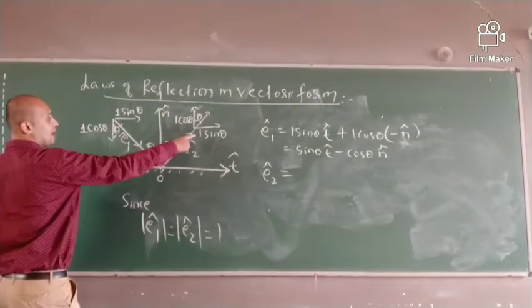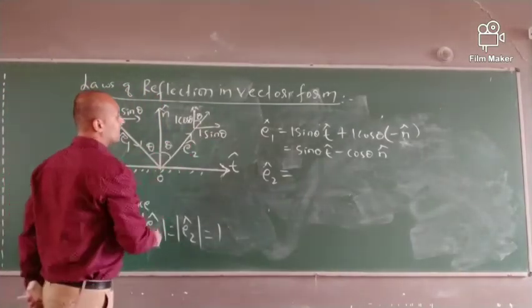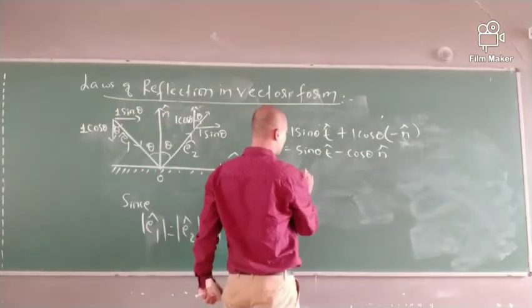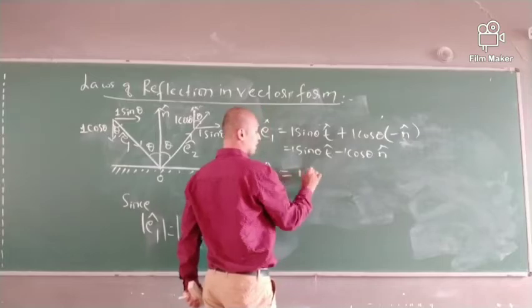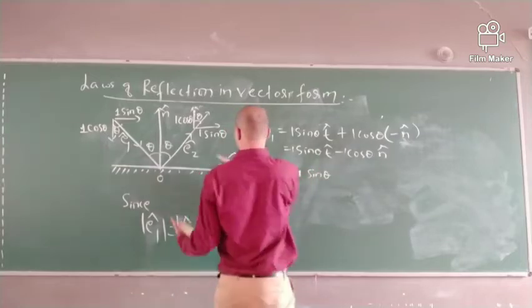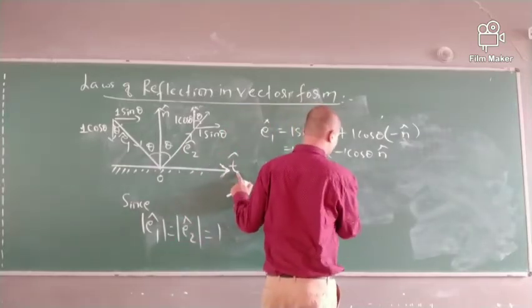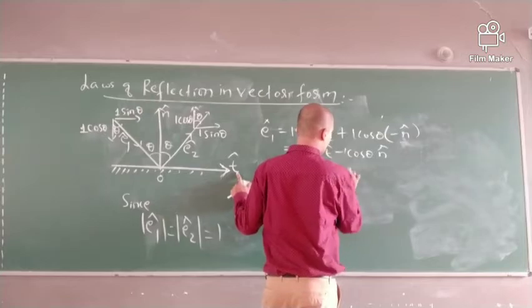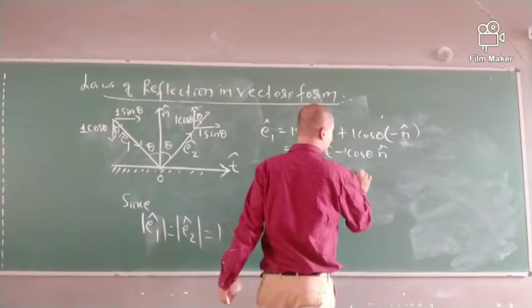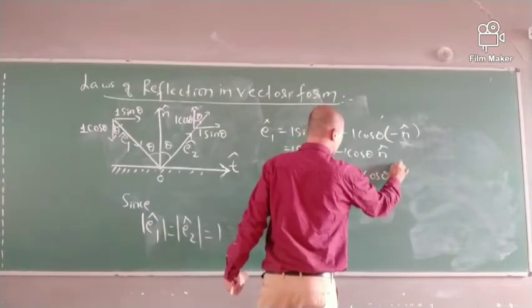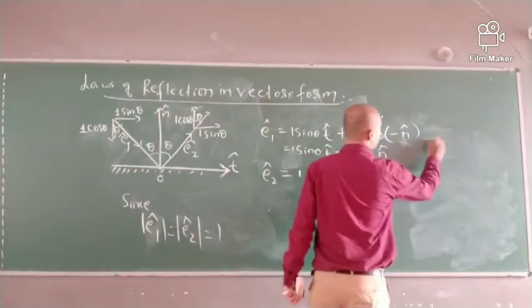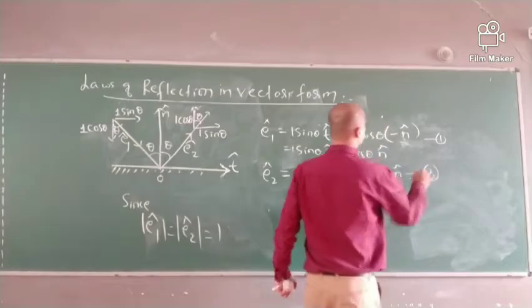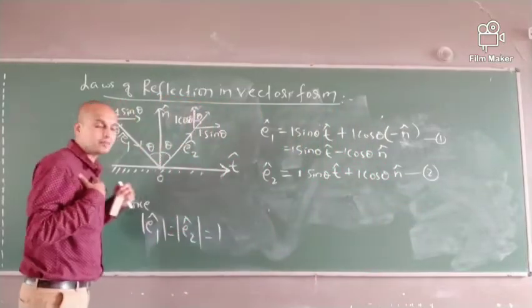What is E2 cap? E2 cap along this direction is sin theta. So 1 sin theta, let us keep 1 here better. So 1 sin theta along this direction. What is the direction? T cap, plus 1 cos theta. Correct? So this is equation 1. This is equation 2. What is my ultimate target?